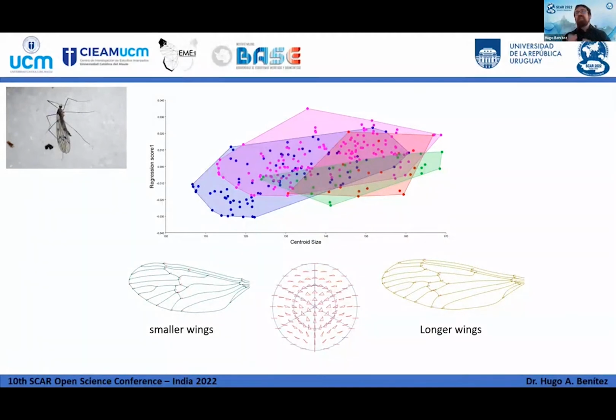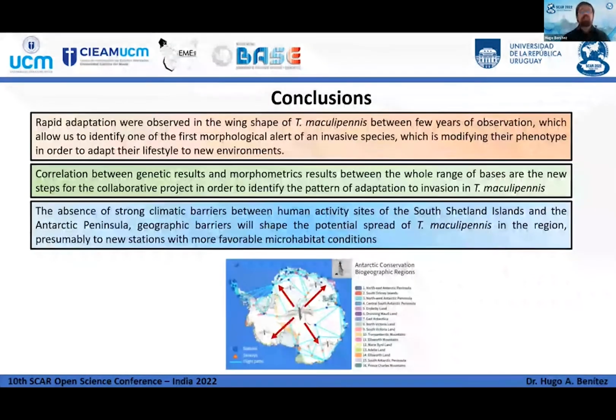So we can see that these flies are trying to go outside and lay eggs outside of Antarctica, outside of the station, and they are doing it very quickly. So for us, this result can be combined with the molecular approach, and we are now trying to understand how they are modifying the morphology so easily, and how the molecular side is also following that.